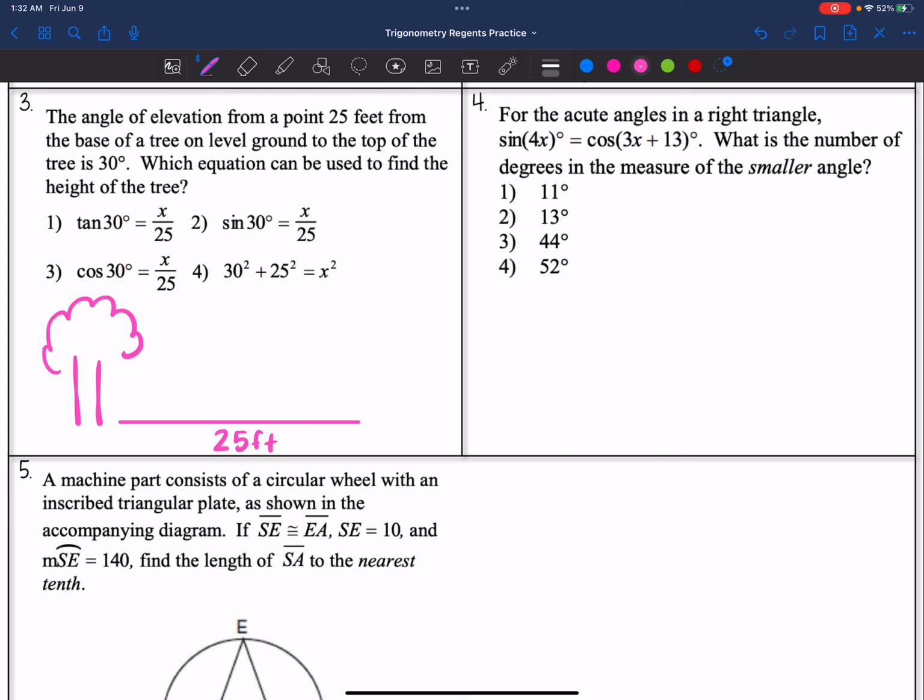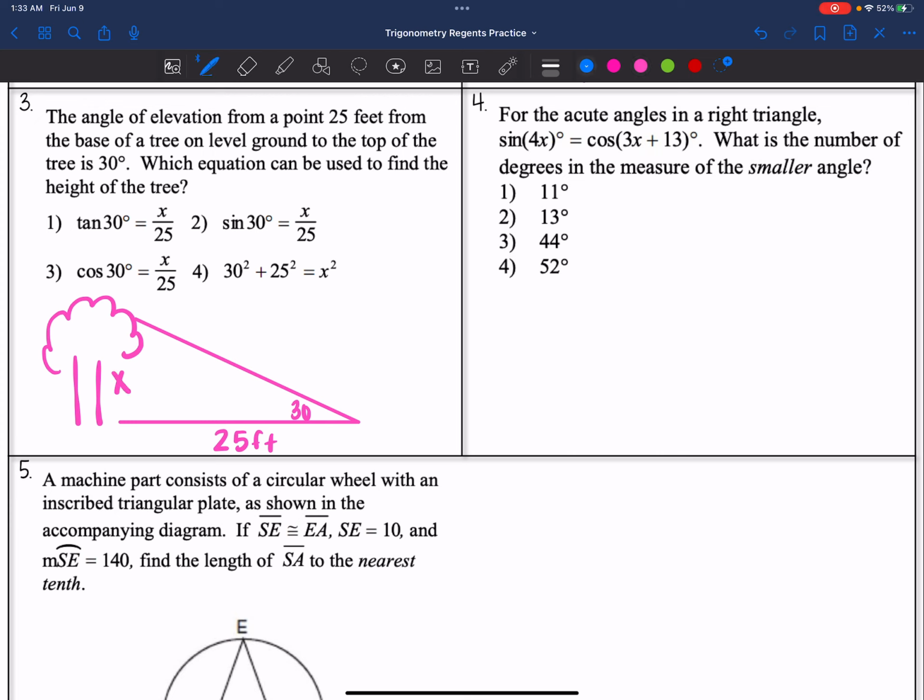And we're talking about the angle of elevation. So I'm looking up. And where am I looking up? To the top of the tree. So maybe here. So that angle of elevation is 30 degrees. And it's asking us which equation can be used to find the height of the tree. Well, the height of the tree would be x.